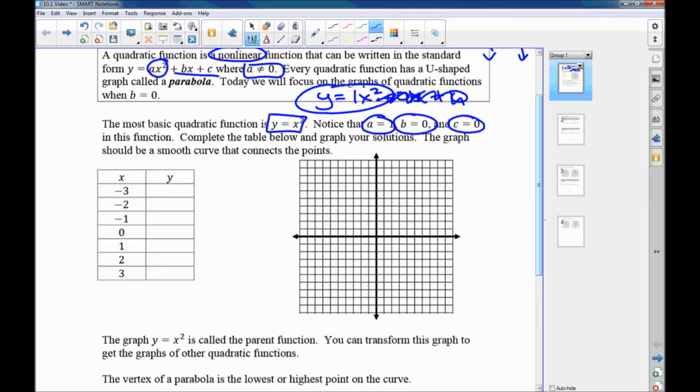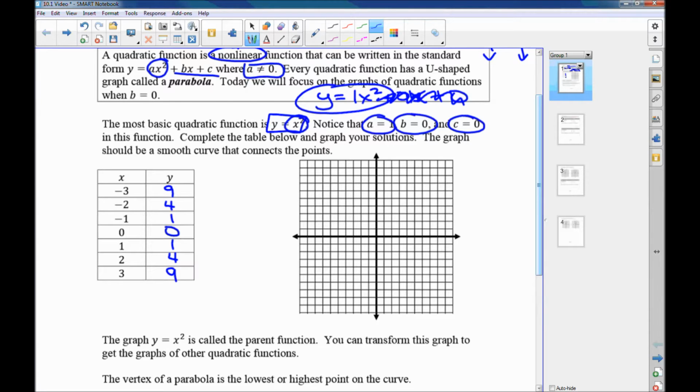The graph should be a smooth curve, a U-shaped curve, and it should connect all the points. So negative 3 goes in for x, so negative 3 times negative 3 makes 9. Negative 2 goes in for x, so negative 2 times negative 2 makes 4. Negative 1 times negative 1 makes 1. 0 times 0 is 0. 1 times 1 is 1. 2 times 2 is 4. And 3 times 3 is 9.